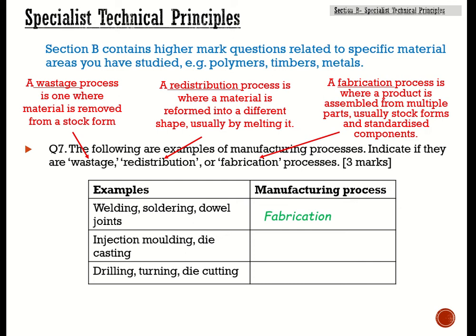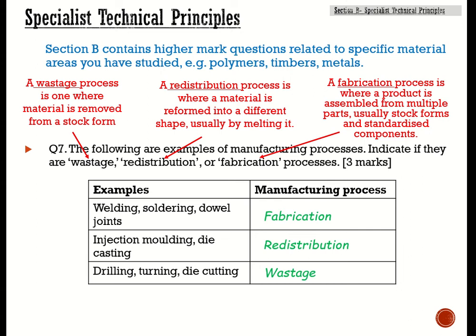Well, injection moulding is where you melt plastic pellets down and inject them into a mould. Die casting is where you melt metal down and it's forced into a die. They have to be redistribution processes, leaving drilling, turning and die cutting as wastage.